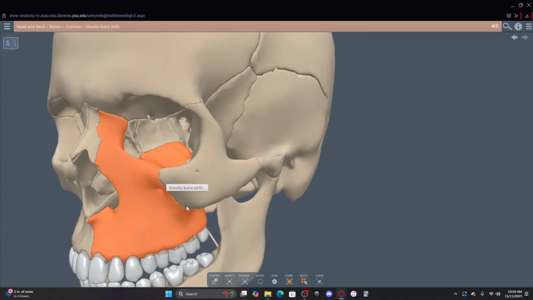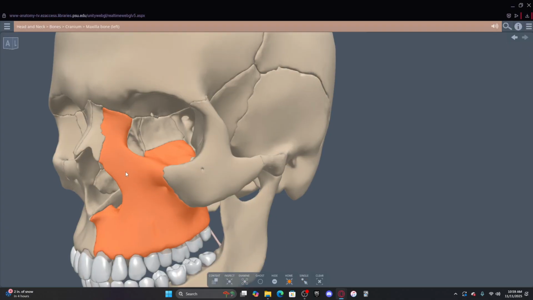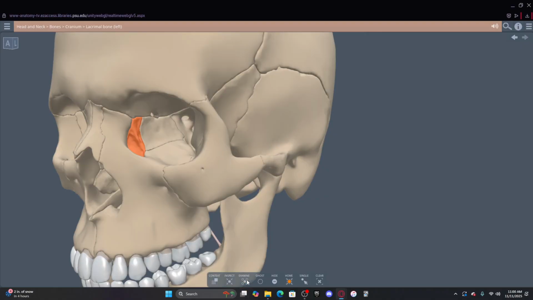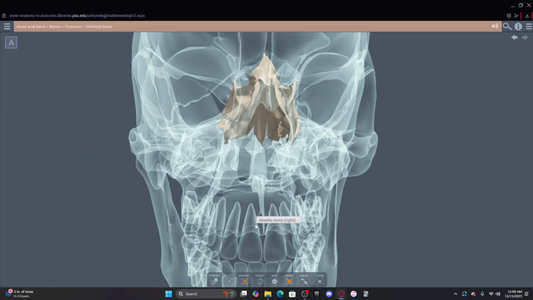And then from maxilla, we go on to lacrimal. So my for maxilla, left for lacrimal, right? The lacrimal bone is very small. Lacrimal. And then eye is ethmoid. My left eye, ethmoid. All right, so look at the ethmoid bone.